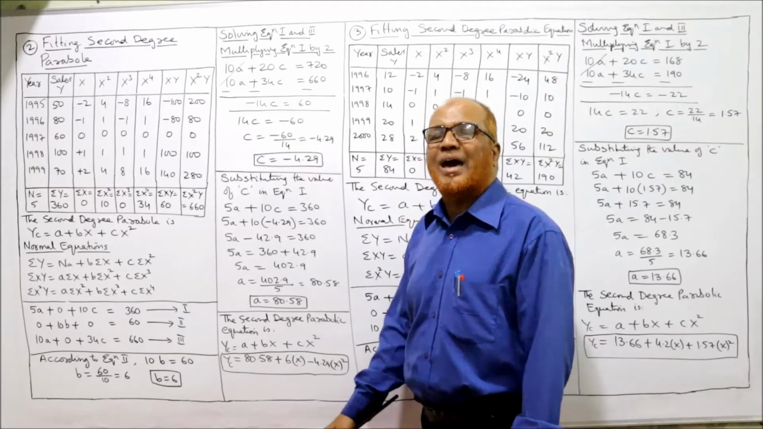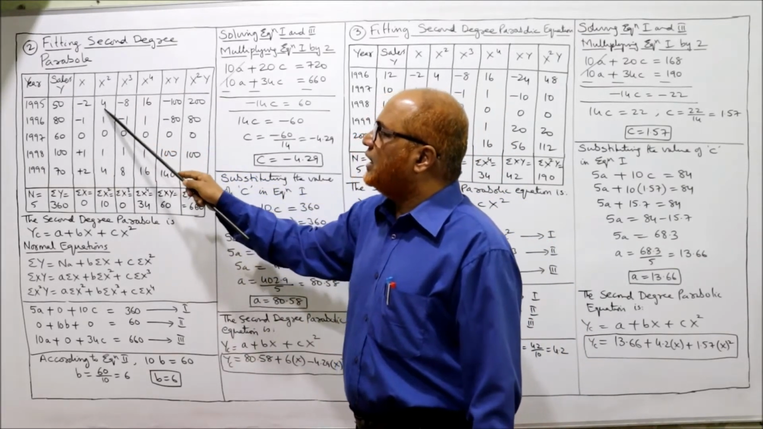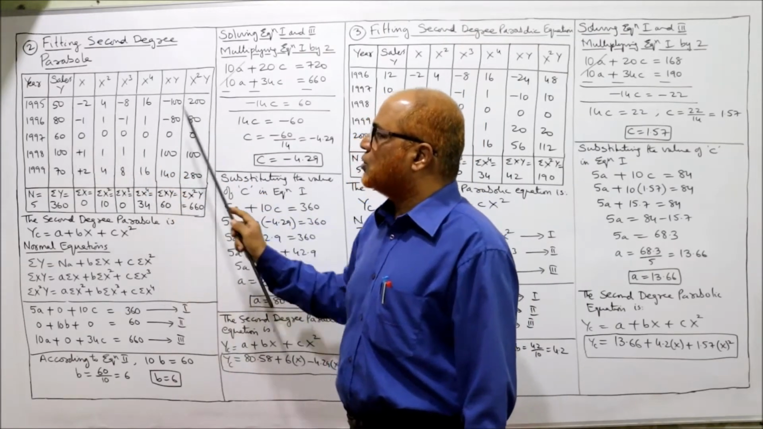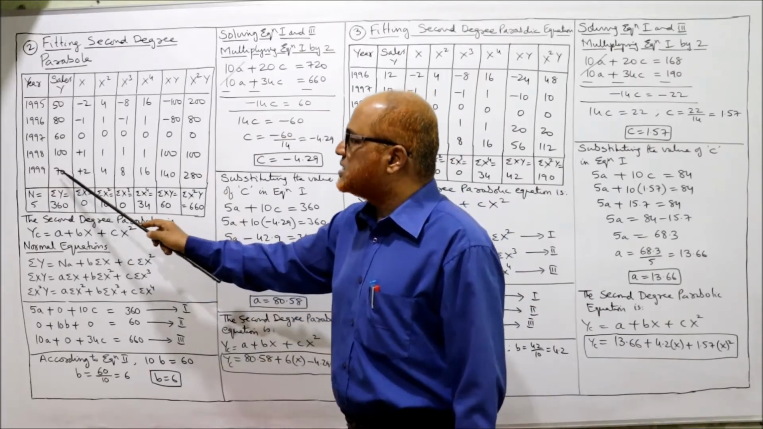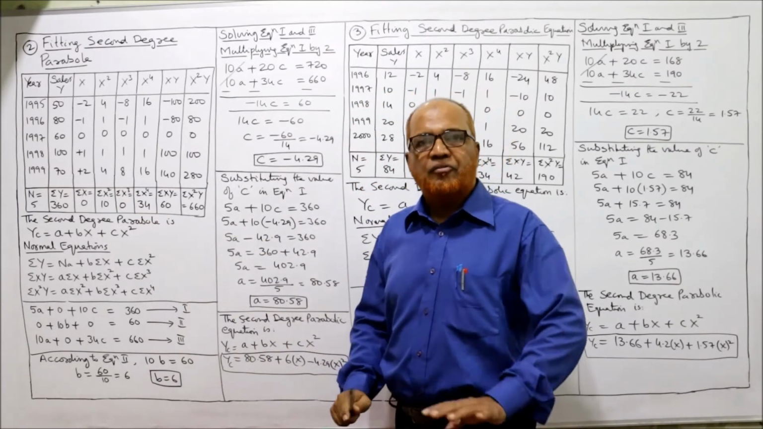Now X square Y. Multiply X square and Y. 50 into 4 is 200. 80 into 1 is 80. 60 into 0 is 0. 100 into 1 is 100. 70 into 4 is 280. Take the total, 660. That's all. We got all the values.